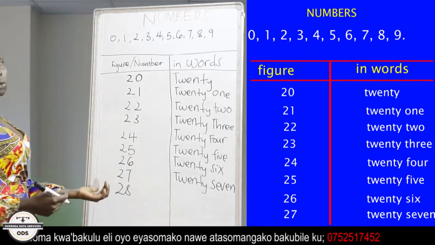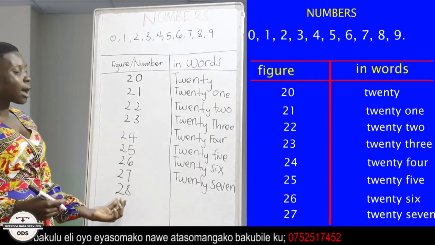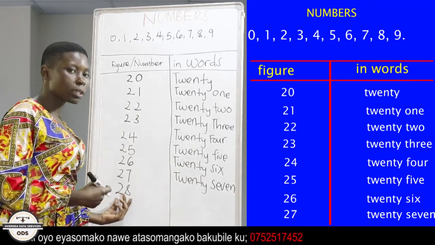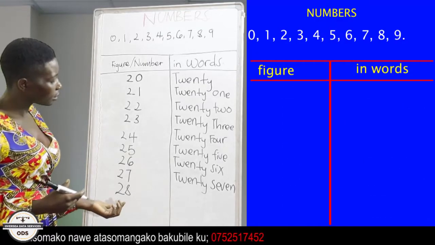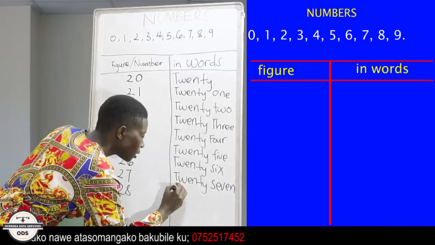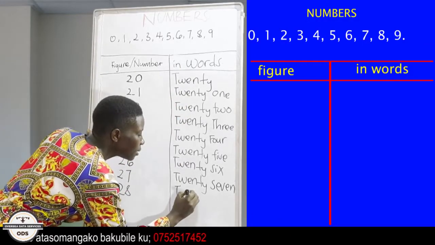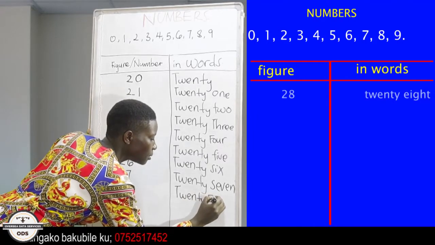We have 2 and 8. In numbers, we call it abidi mumunana. In English, we call it 28. And how do we write 28 in words? You write the same word, 28, like this.